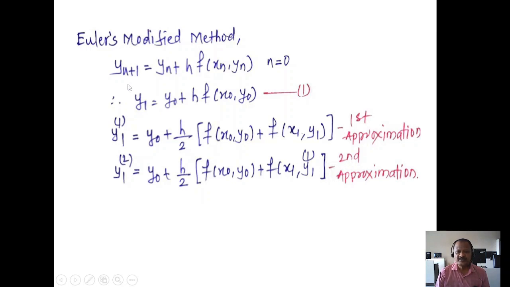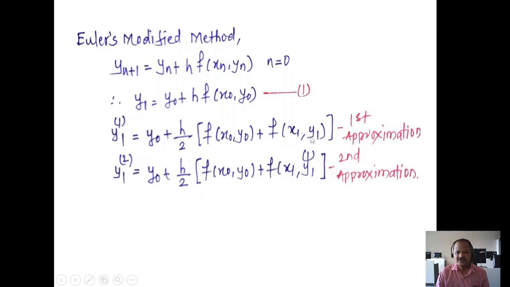Now, you can see the formulas. yn plus 1 is equal to yn plus h into f of xn comma yn. You have to put n is equal to 0. After putting n is equal to 0, we get y1 is equal to y0 plus h into f of x0 comma y0. This is Euler's method. For the modified Euler's method, y1 first approximation is equal to y0 plus h upon 2 into f of x0 comma y0 plus f of x1 comma y1.